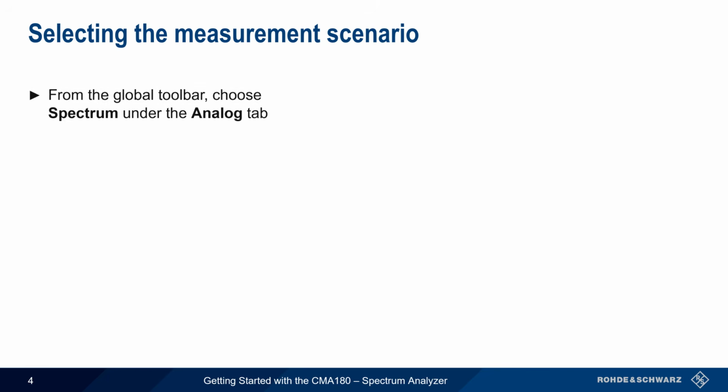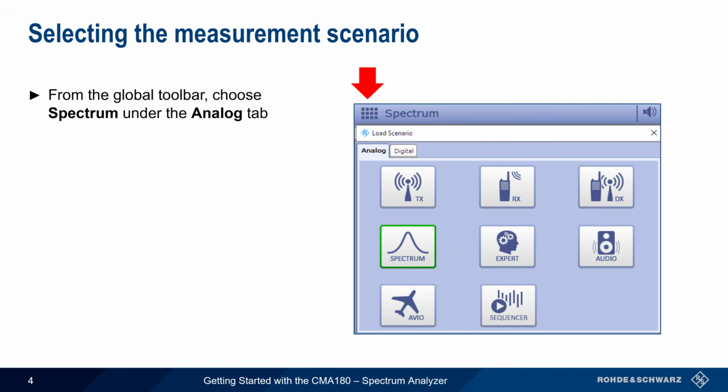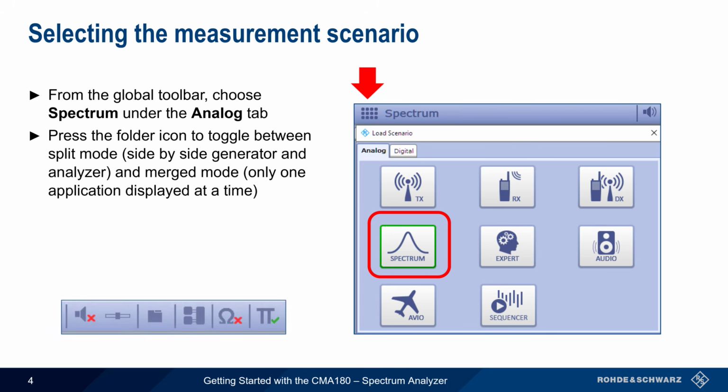To select the spectrum analyzer scenario, click on the global toolbar and then choose Spectrum under the Analog tab. Once the application is started, press the folder icon to toggle between Split Mode, which shows the generator and analyzer applications side by side, and the Merged Mode, where only one application is displayed at a time.